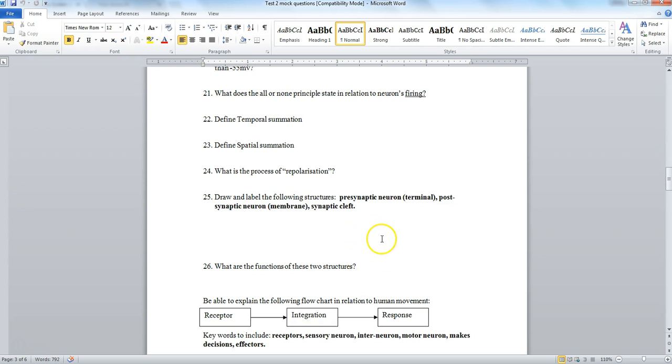And then the postsynaptic membrane receives neurotransmitters and, if enough, creates a new action potential. So I'll read that again. The postsynaptic membrane receives neurotransmitters and, if enough, creates a new action potential or a new impulse to be sent along the neuron.